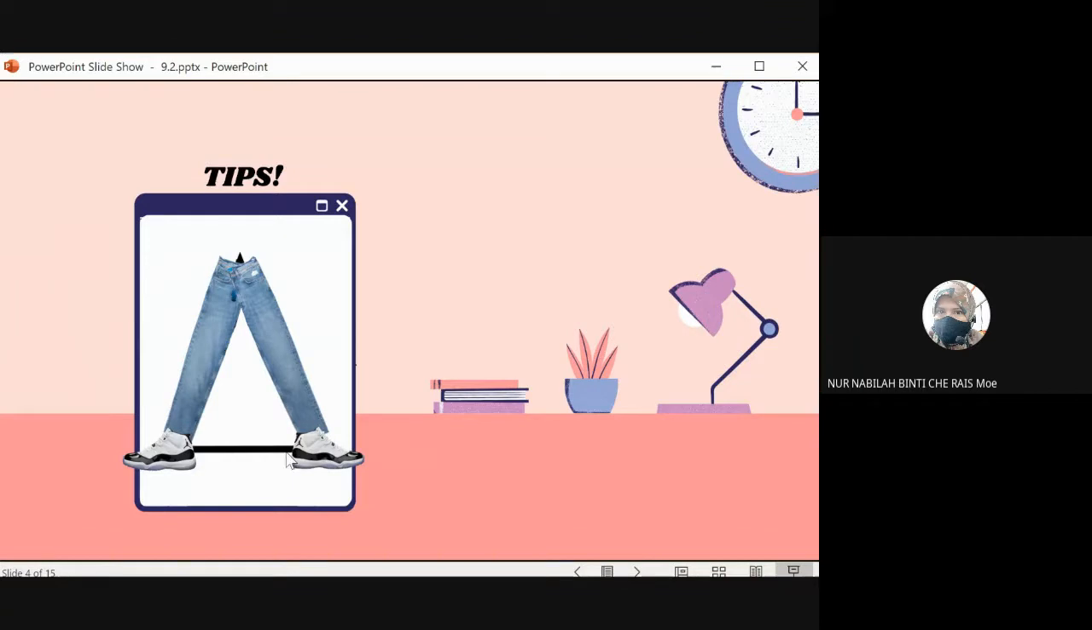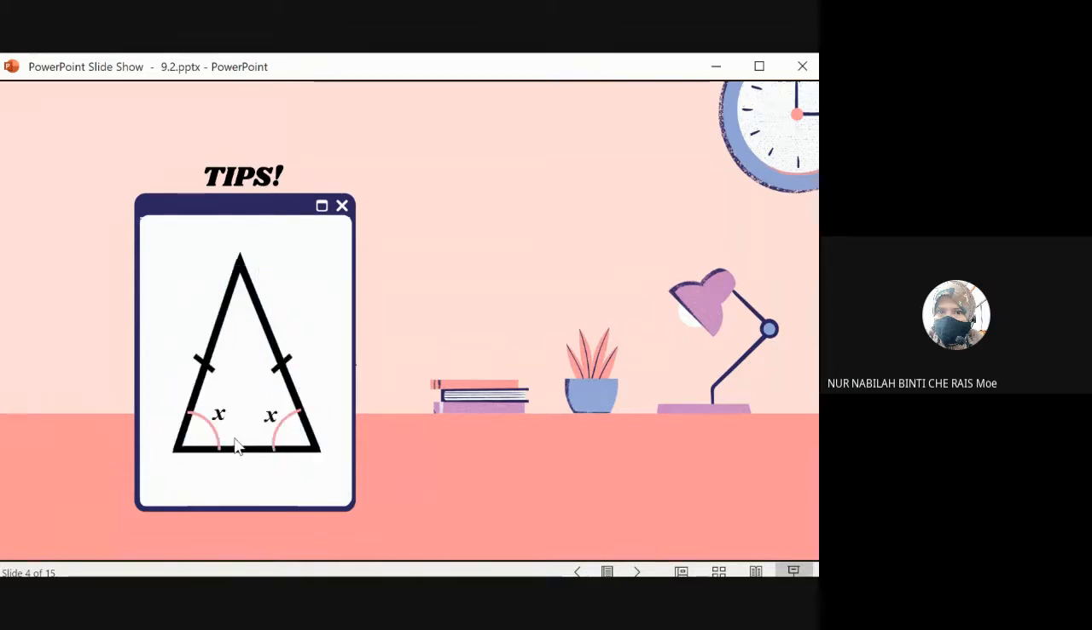You have shoes, right? Your shoes must be the same color, same size, same everything, right? You cannot wear one red shoe and one yellow shoe, or one size 9 and one size 6. So these two shoes must be the same. So this one is your base angle. Okay, so this must be the same.